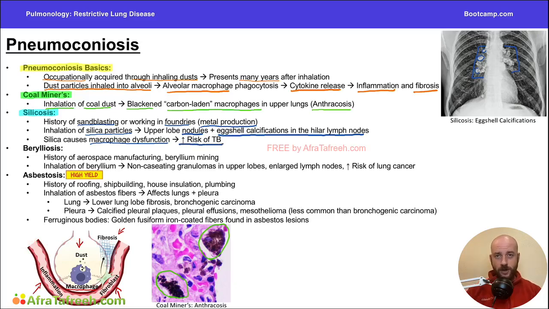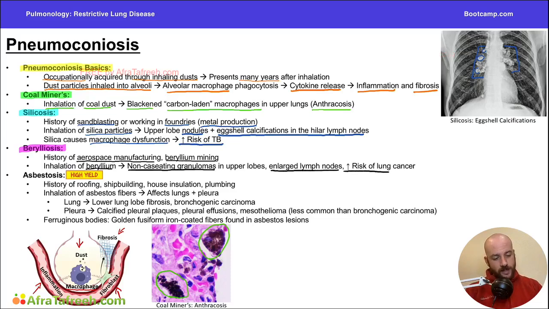Okay, the next pneumoconiosis that we're going to talk about is berylliosis. And the classic occupations associated with berylliosis are aerospace manufacturing and beryllium mining. And so what we see in berylliosis is after we inhale beryllium, this is going to lead to non-caseating granulomas in the lung, and we're also going to see some enlarged lymph nodes. And furthermore, berylliosis is associated with an increased risk of lung cancer.